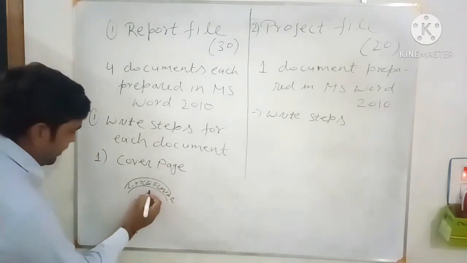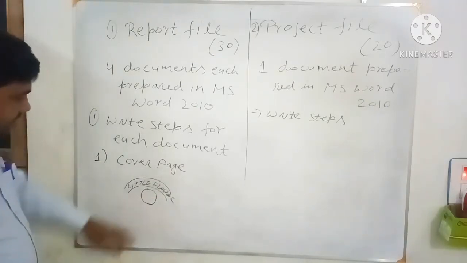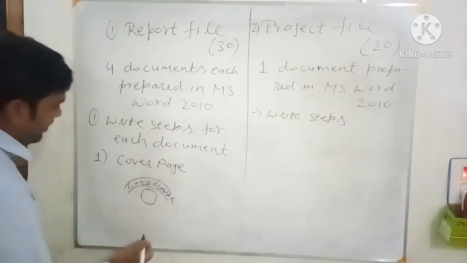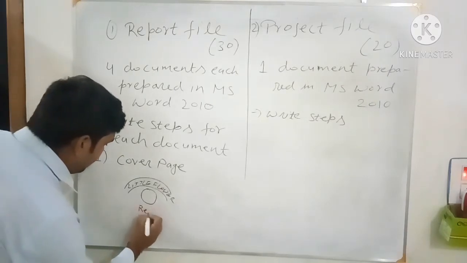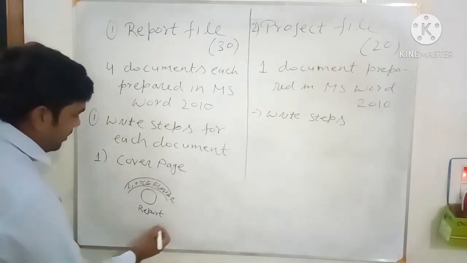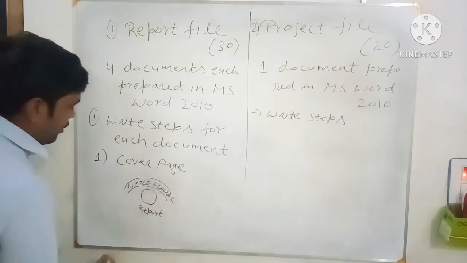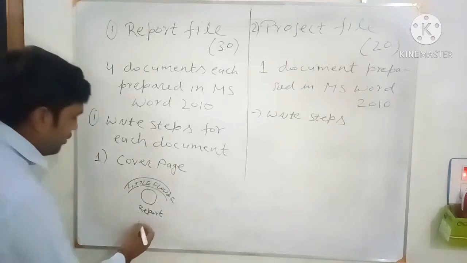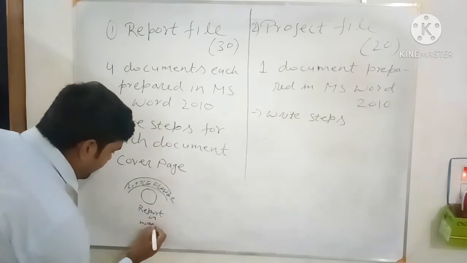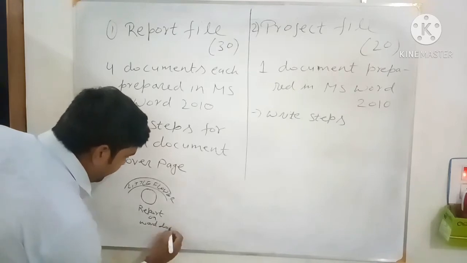Little Flower. At the center you put the school logo, school emblem, and after that you write the report file. You write the report, and the topic name also you can add, that the report on Word document. You can write a report on Word document, that you can add.